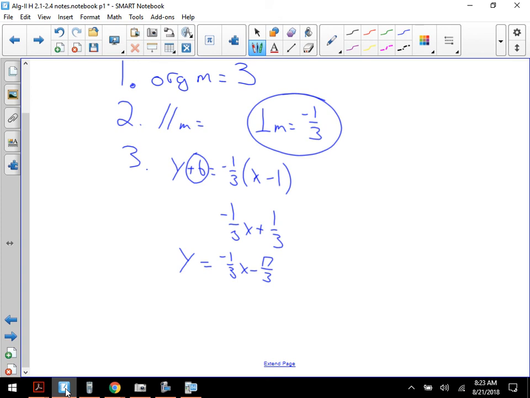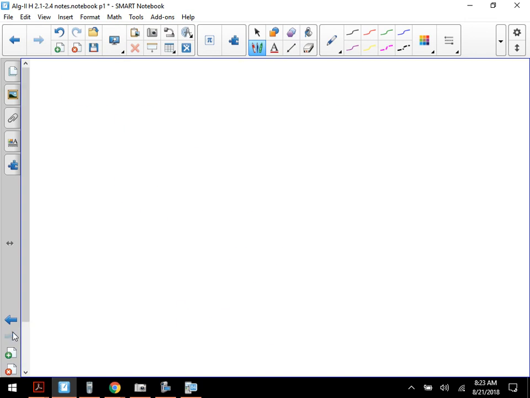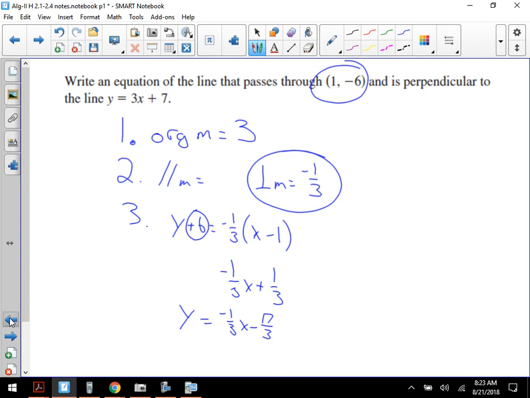Not terrible. Just remember when you're writing parallels and perpendiculars, just to slow down, go through the steps, it becomes a lot clearer. That's kind of the idea. Yeah, that's all I got.